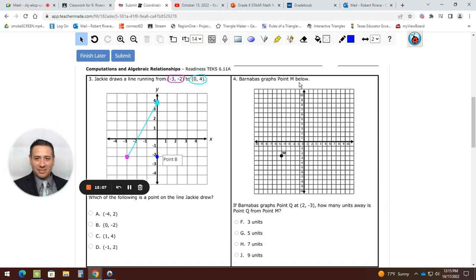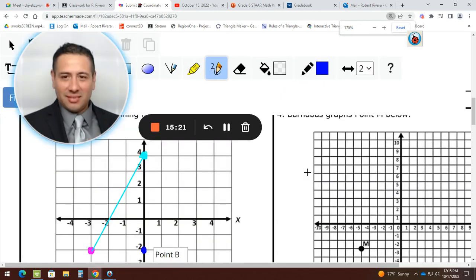Barnabas grabs a point M, so there's point M. Barnabas, whoever that is, already grabbed point M. Then he grabs point Q at (2, -3), so let's go graph them. Get the pencil. Let me make this bigger so you can see better.